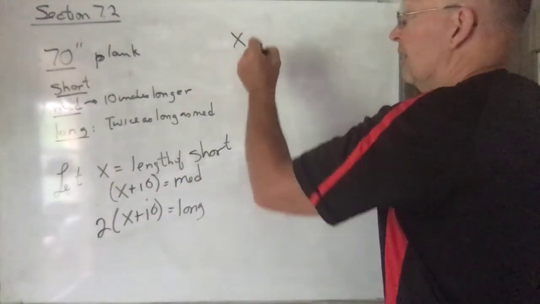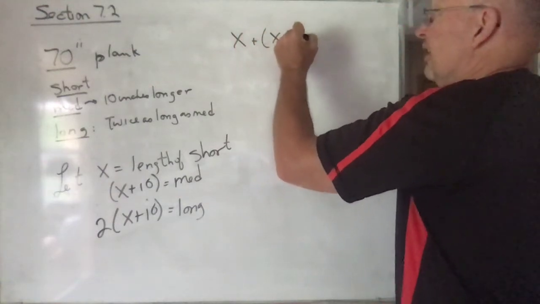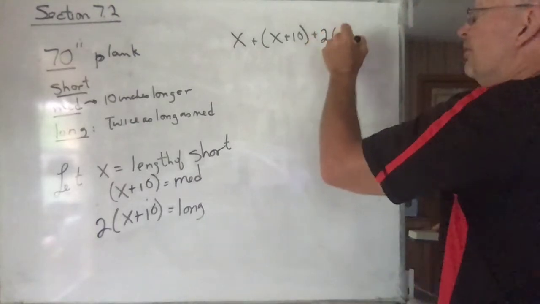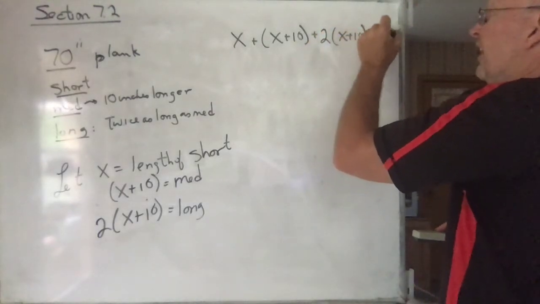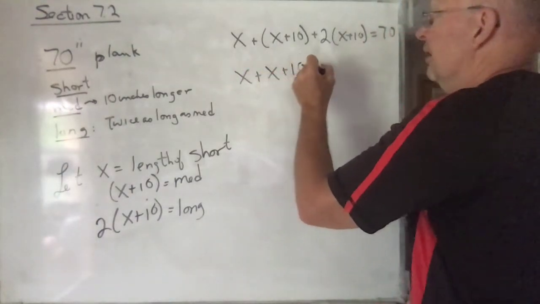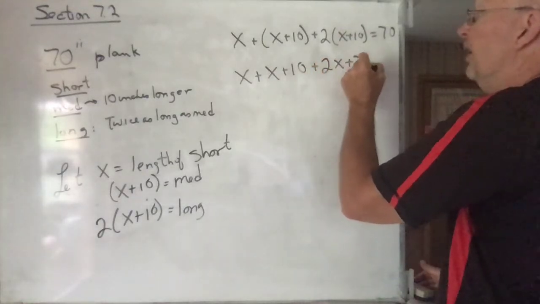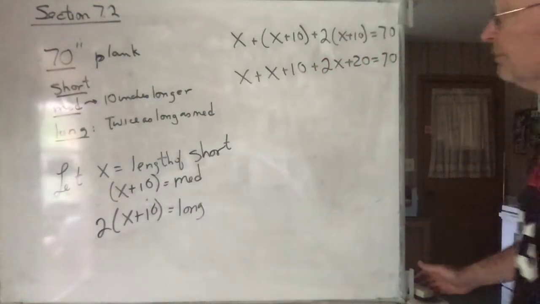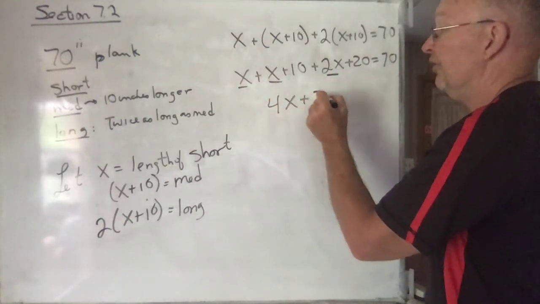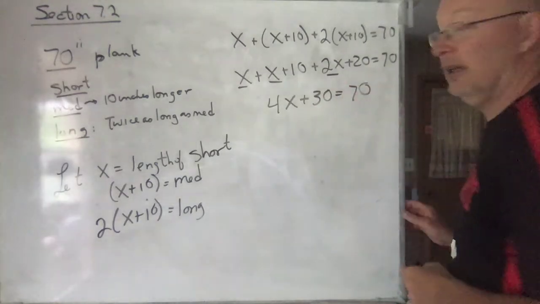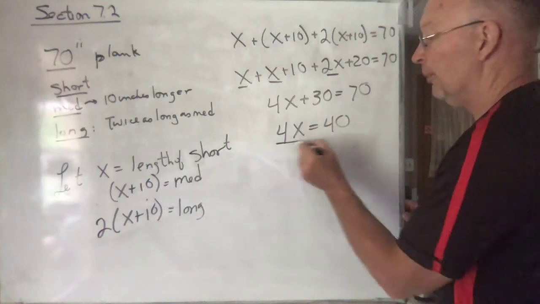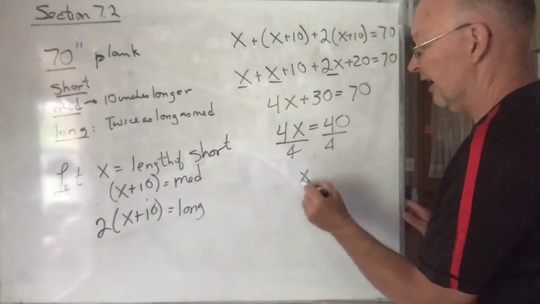So we get x plus 10 plus 2 times x plus 10. And again, that has to add up to 70. So we get x plus 10 plus 2x plus 20 is equal to 70. I have x and 2x, so I have 4x plus 30 is equal to 70. Subtract 30 from both sides, you get 4x is equal to 40. Divide both sides by 4, and you get x is equal to 10.